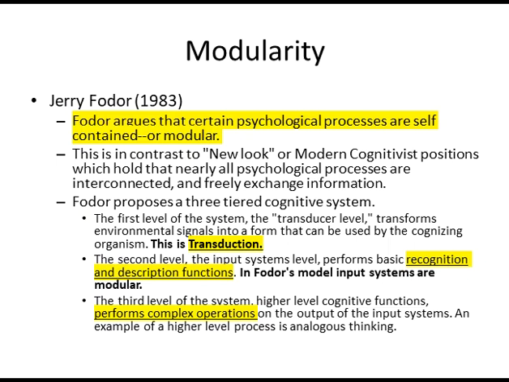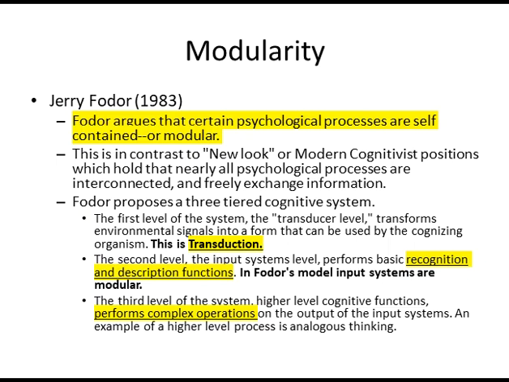Fodor proposed a three-tiered cognitive system. The first level of the system is the transducer level, where we transform environmental signals into a form that can be used by the organism. And we know this as transduction. You remember this from previous classes, I'm sure. We have environmental stimuli, and we have specialized sensory receptors throughout our body that can pick up on that specific type of environmental stimuli. But light waves and sound waves, well, we can't do anything with them within our body. So they have to be turned into a type of energy that we can use. So a sound wave must be transduced into a neural impulse. Transduction.